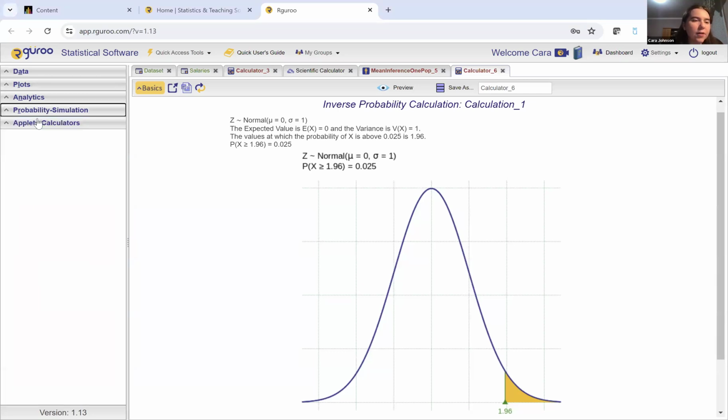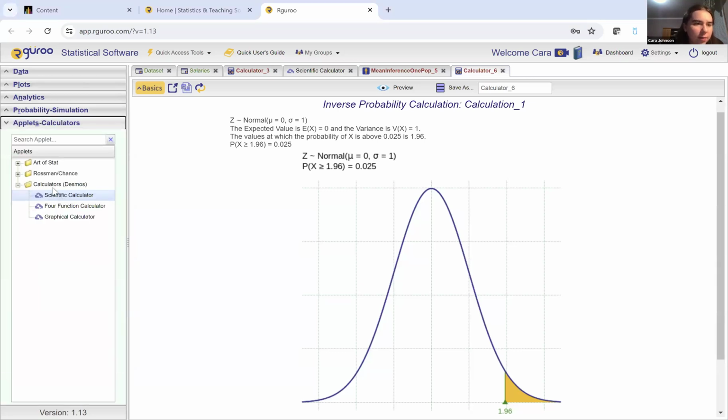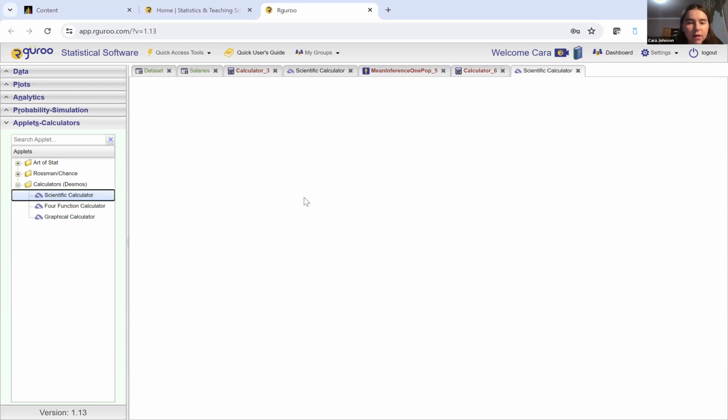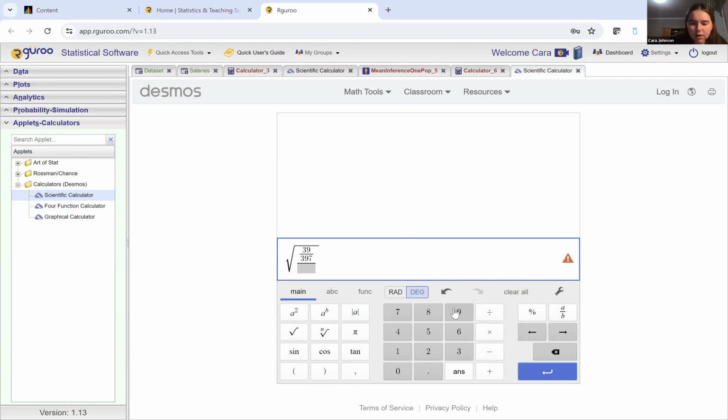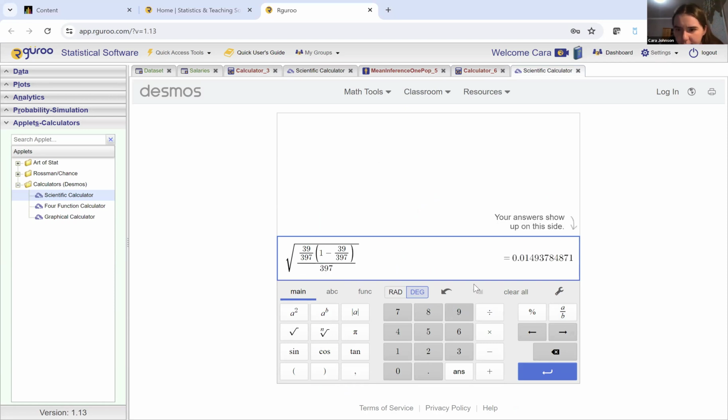So to get to the calculator, it's applets, Desmos Scientific. And then let's make a square root, and then I'm going to make a fraction under the square root, and then 39 over 397 times 1 minus 39 over 397 all over 397, and that gives me the same number that I had in my document. And then you just need to screenshot it and put it into the document.